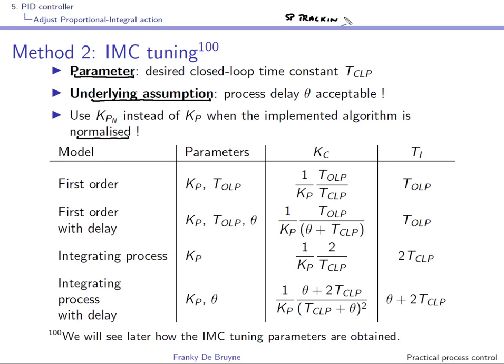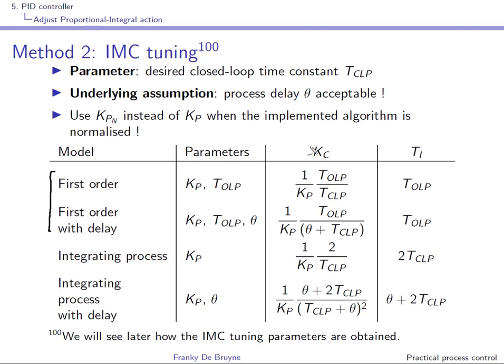problems, right? So if you have a problem that is a disturbance rejection problem, what you can do is take the Kc that you see over here and increase it. Well, let us look at the 2 first model structures, first order and first order with delay. Integrating processes and integrating processes with delay will be treated later, and we'll see how we can obtain these formulas later on in the course. But let's have a look and see if this makes sense.